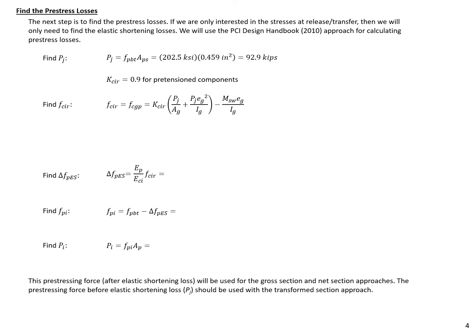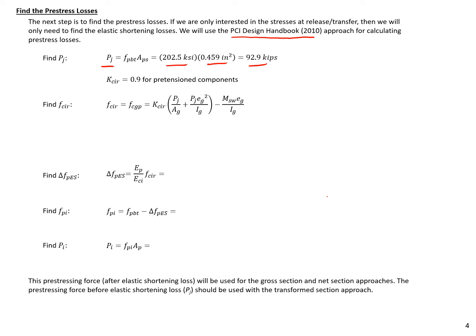To find our stresses at release, we're going to need to find our pre-stress losses due to elastic shortening. And we're going to use the PCI Design Handbook approach from the 7th edition to calculate our elastic shortening losses. The first thing that we need to do is calculate our force in our strands at jacking, and this is before transfer happens. So this is our stress before transfer, 202.5 KSI times the area of our pre-stressing to give us a total force of 92.9 kips.